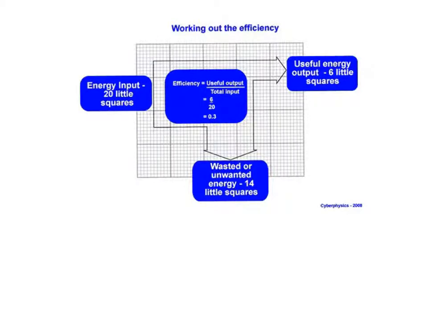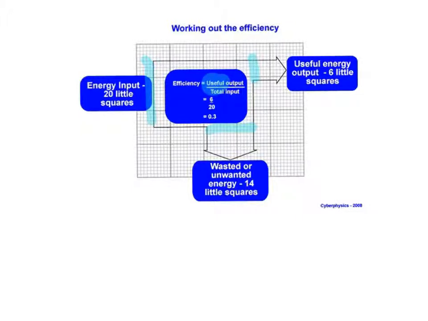You might be given a Sankey diagram to go with this. A Sankey diagram is a way of representing the different proportions of energy. So you'll have the energy input, and because energy can't be created or destroyed, your energy output here and here will be equal to the total input. So if you added together all the little squares for your useful and wasted energy, it would be equal to your energy input.